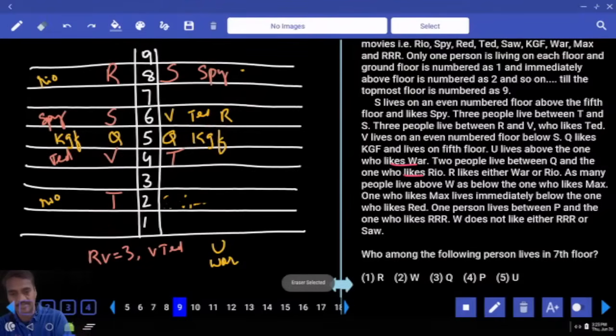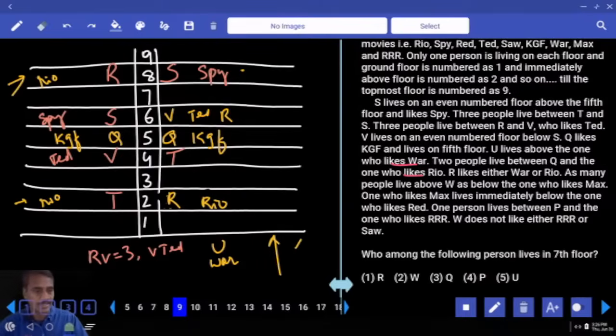Am I following here? Now if Rio is on the 2nd floor, between Q and Rio, then here V and 10. Then V and 10 will be like this, then R will be here. Here we have got only one possibility for this Rio, but as here we have got 2 possibilities, then what we need to do now? Then you need to try to fix this one. Then R likes either war or Rio. Here R likes Rio, that is fine.